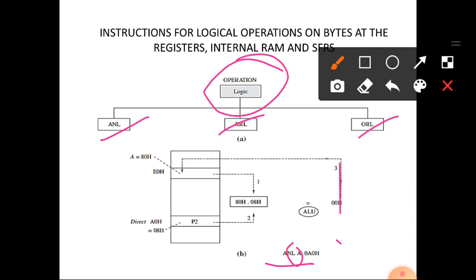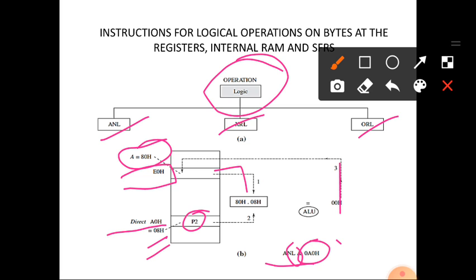A indicates the accumulator. Here the accumulator address is E0H, and the accumulator contains the data 80H. A0H is the direct address here. It indicates P2, which is port 2, and the data in port 2 is 08H. Then perform the AND operation on this 80H and 08H, and the result will be stored in the accumulator.